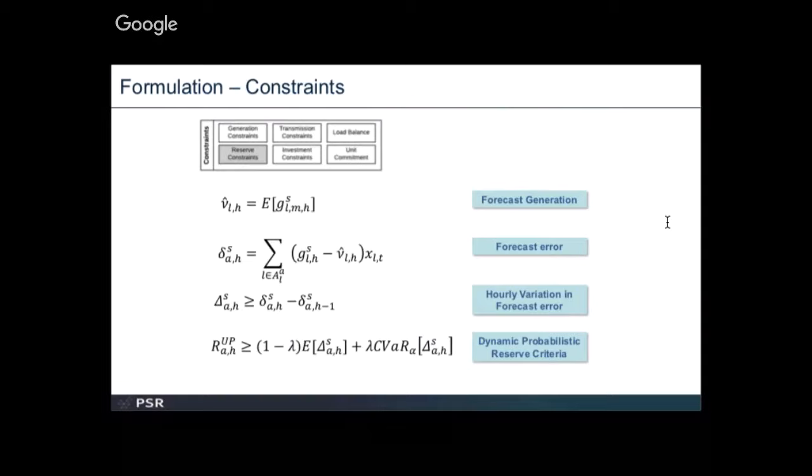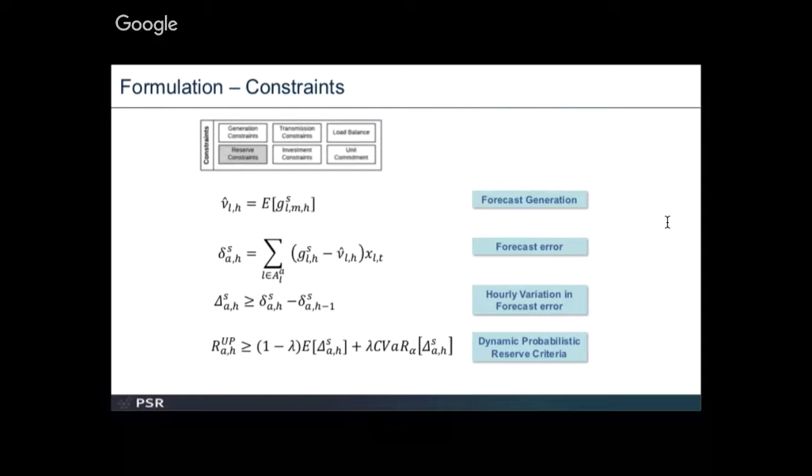This is one of the most important constraints for our reserve balance, because it couples the system requirement reserve with the investment in wind plants by multiplying by X. So it's one of the most important constraints. Then we calculate an hourly variation of this forecast error. At this point, the forecast error is already the sum of the forecast error of all the wind plants in the system. So it's everything. It's the whole system there.